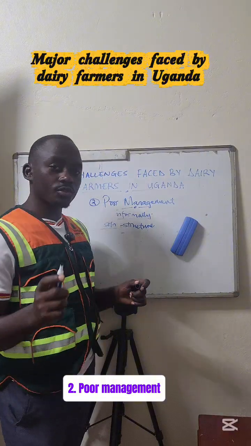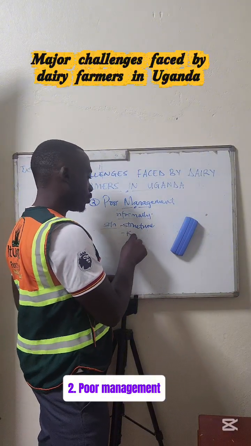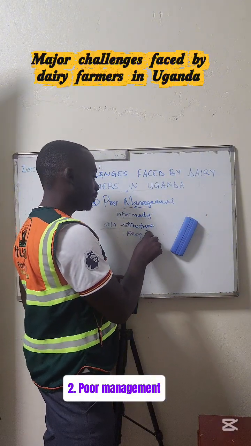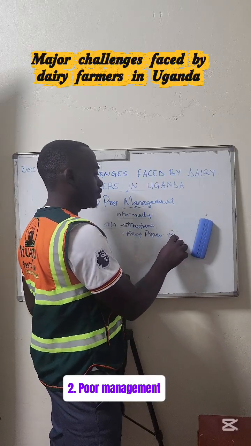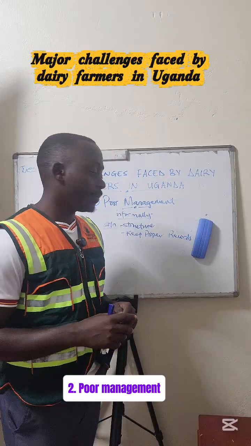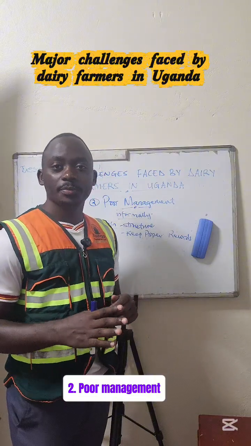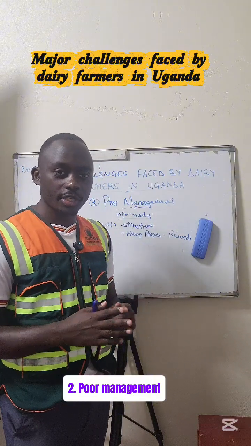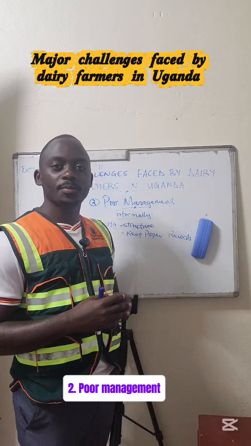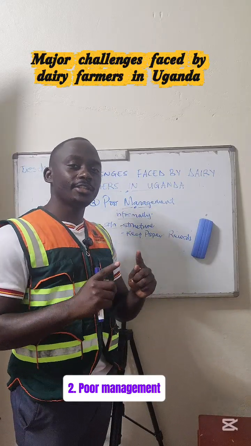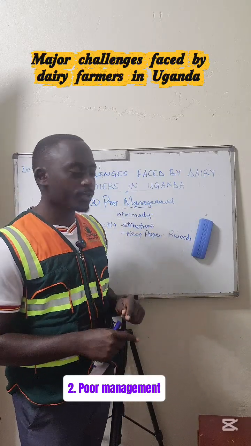Then the other solution is to keep proper records. The purpose of record keeping on the farm is to help in evaluation and resource allocation. You will know which enterprise is performing well, which enterprise is not performing well. In doing that, you will know where to allocate what resources.